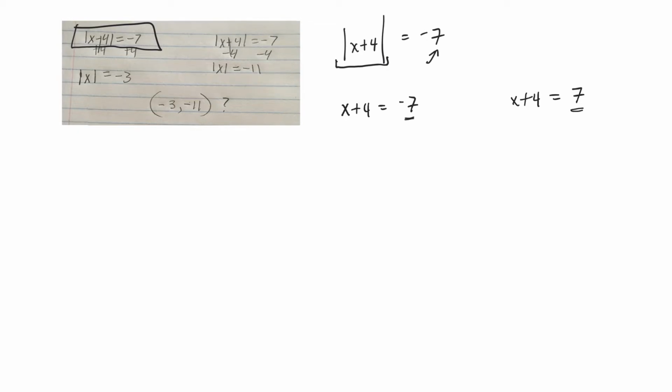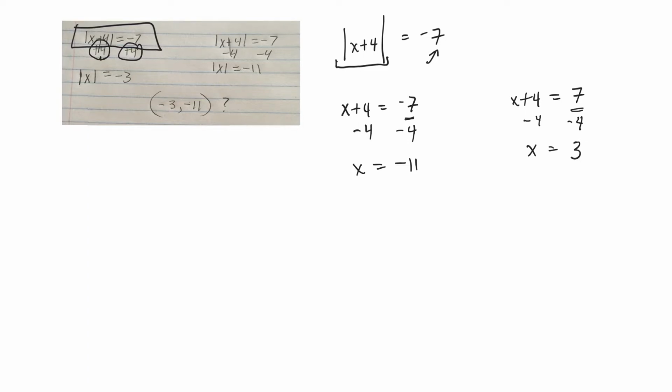Then, because it's a plus 4, you need to subtract 4. So subtract 4 in each of those, so I'd get x is equal to a negative 11. And then this one, I'd subtract 4, and that's x is equal to 3. Looks like we've got similar answers.